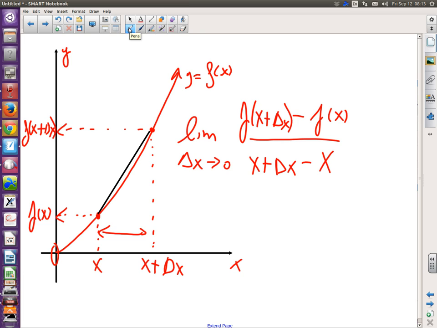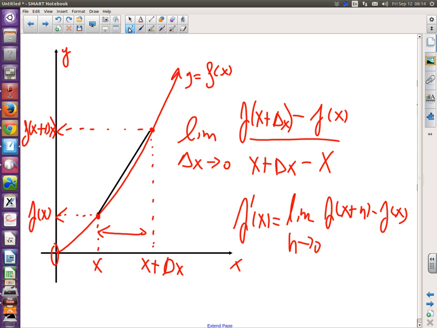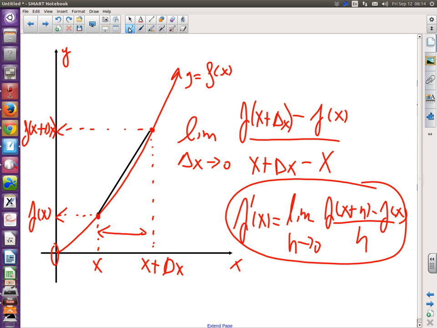Right? So let's simplify this a little bit. F prime is the limit. Now let's call it h instead of delta x, so you don't have to write a lot. H goes to 0 of f of x plus h minus f of x all over h. So let's say that's our definition of the derivative, the instantaneous rate of change, the slope of the tangent line at a given point on the curve. All right. So now let's answer the question.